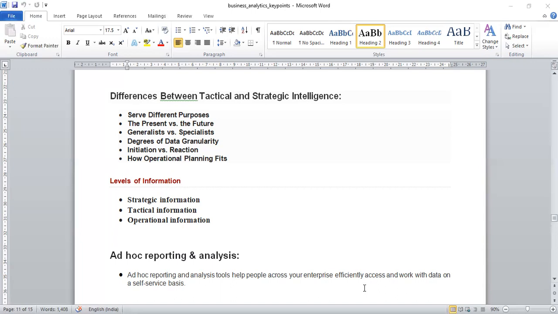So, the degrees of data granularity. Strategic intelligence doesn't necessarily require highly granular data, that is, data that is mined and discriminated in the greatest detail. You don't need to do that in strategic, but tactical intelligence usually requires higher granularity and sometimes the highest available granularity of the data.